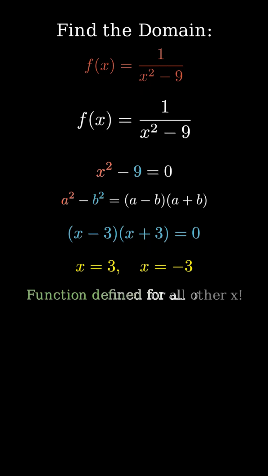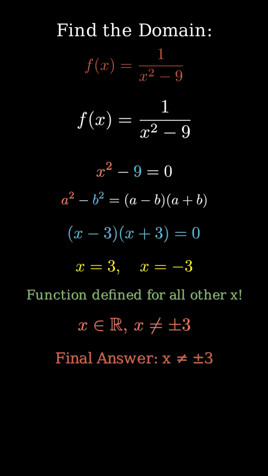So we must exclude x equals 3 and x equals negative 3 from the domain. For all other values of x, the function is defined because the denominator is non-zero. Therefore, the domain is all real numbers except x equals positive 3 and negative 3. In math notation, we write that as x belongs to the real numbers, but x is not plus or minus 3. Final answer: the function is undefined at plus or minus 3 and defined everywhere else.